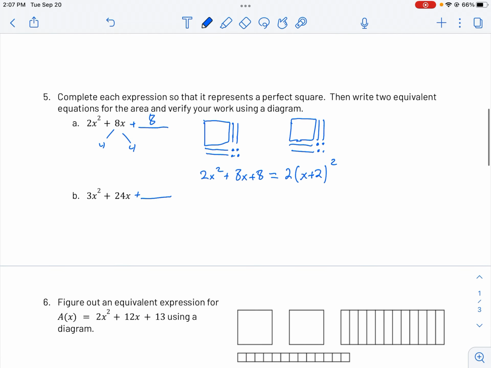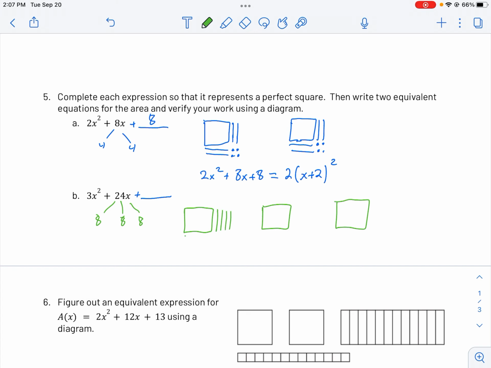Looking at 5b, let's do the same thing. So in this case, I have 3x squared. So I'm going to have 3 separate diagrams here. And now I have 24 x's. So if I have 24 x's and I'm splitting them between 3 squares, how many will I have for each square? I should have 8 in each. And each of those 8 gets split up 4 on each side.